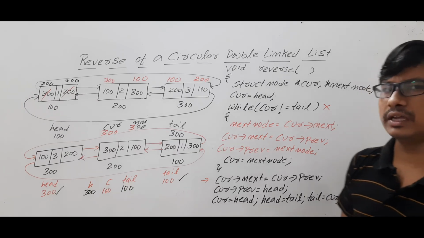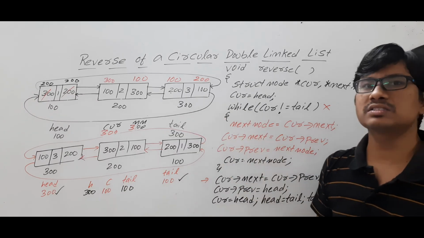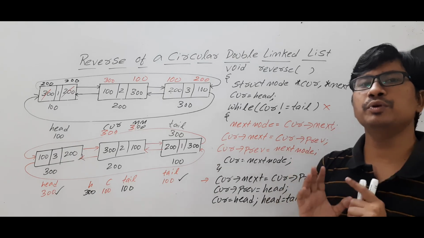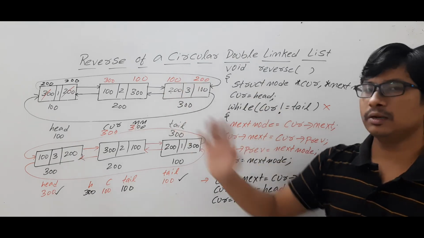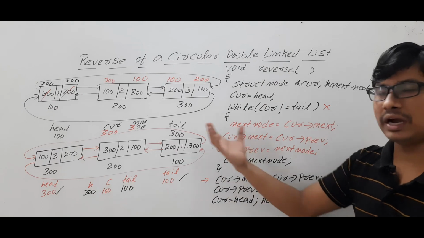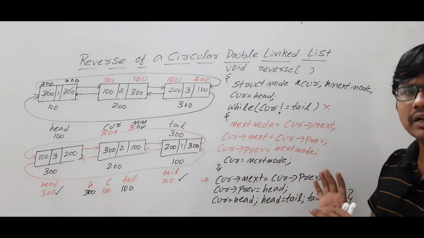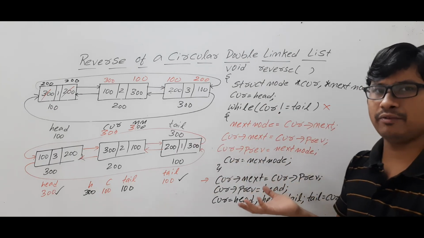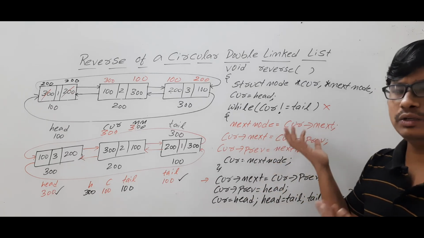So this is the way we will reverse the circular double linked list. I hope you have understood the entire procedure. So this is the way you have to understand. See, only this way we can do it? No. This is one of the ways I have explained. If you have any other idea, you can try it.